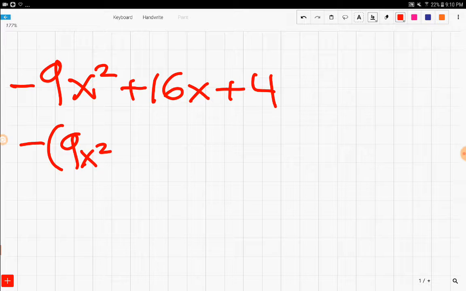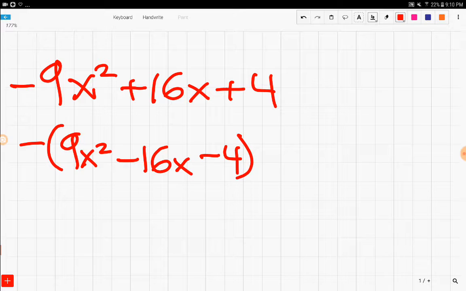So since we see a negative at the front, we're going to factor our negative out. So 9x squared plus 16x plus 4 becomes 9x squared minus 16x minus 4, and then times a negative 1 at the beginning. And now what we're going to do is multiply the first term by the last term, which is 9 times negative 4, which is equal to negative 36.